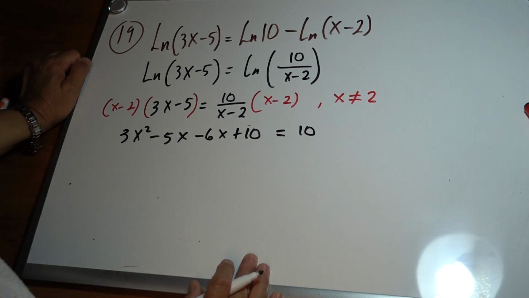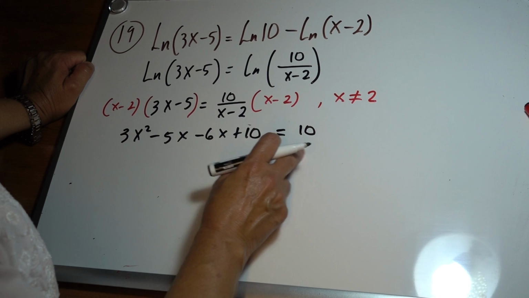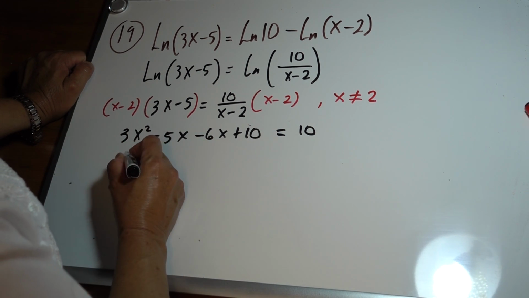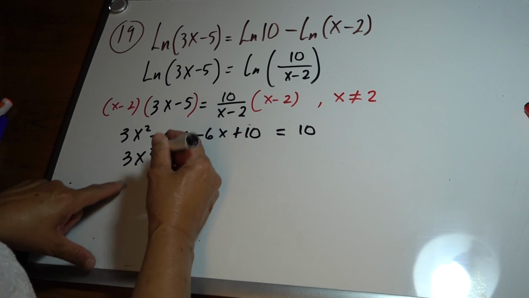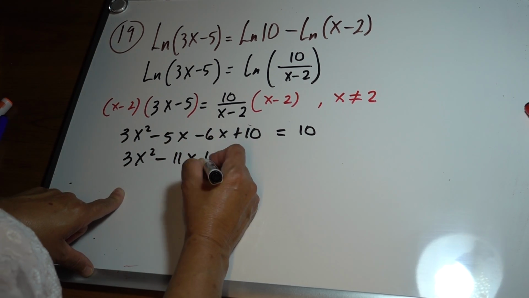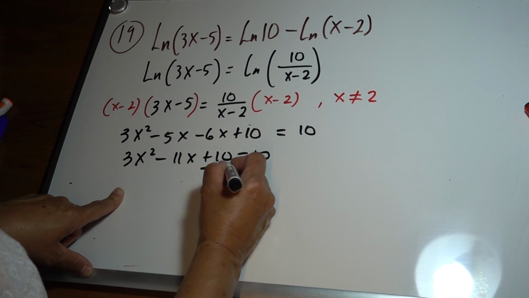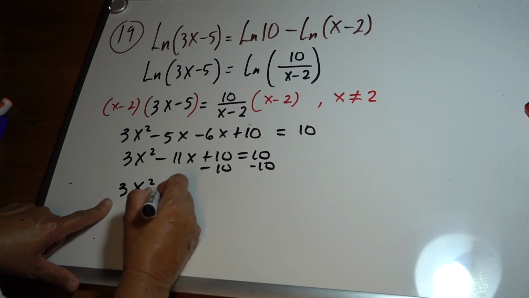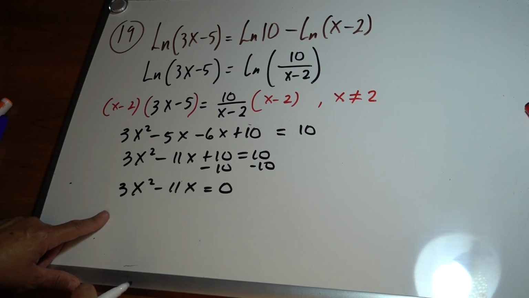Since this 10 is the same as this one, oh, let me combine like terms first. This is 3x squared. These two together are negative 11x, plus 10 equals 10. So subtract 10 from both sides. So you have 3x squared minus 11x equals 0.